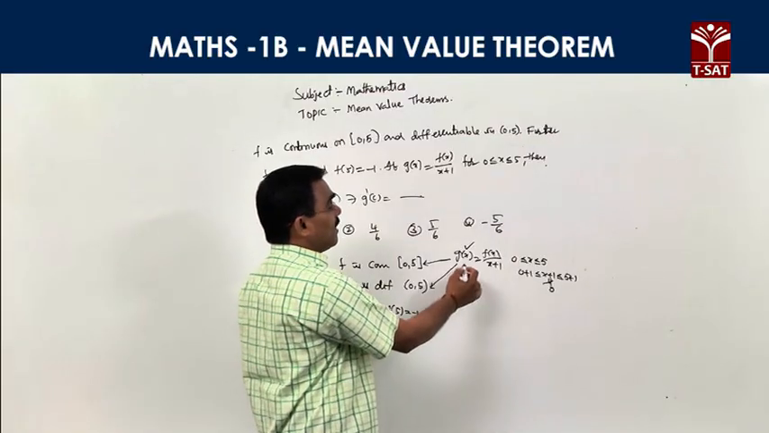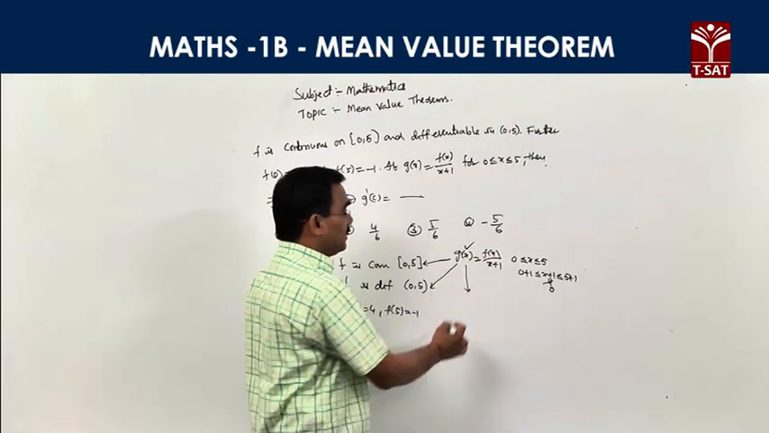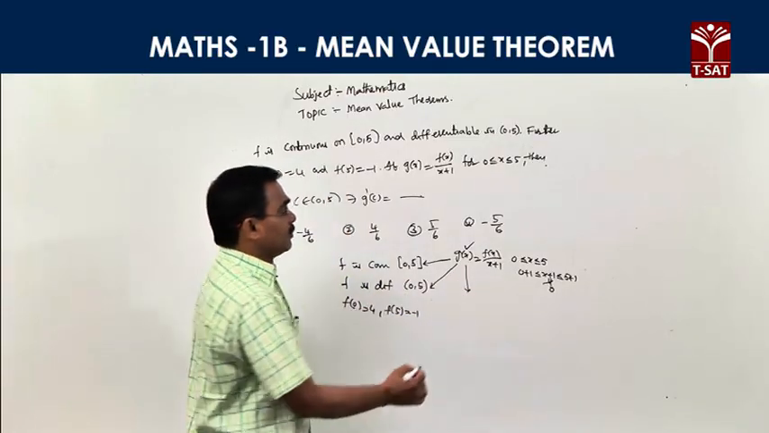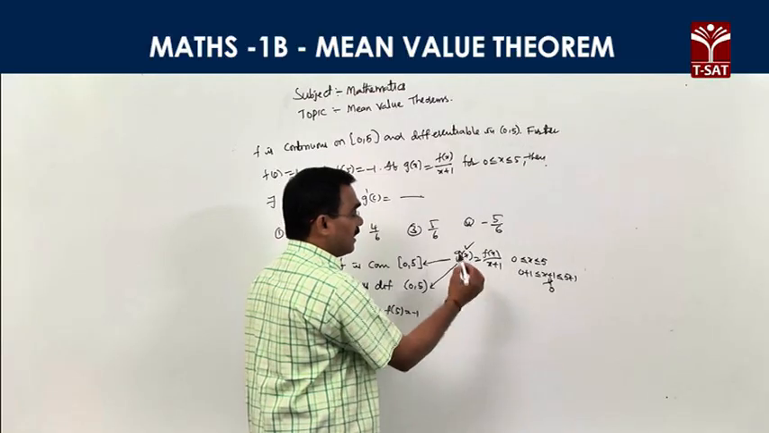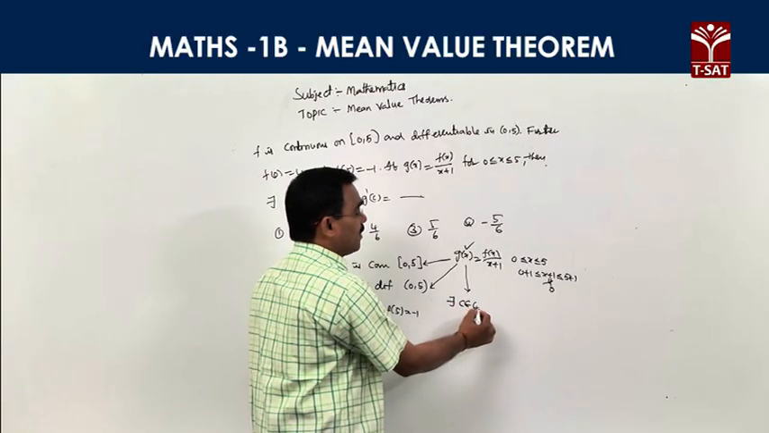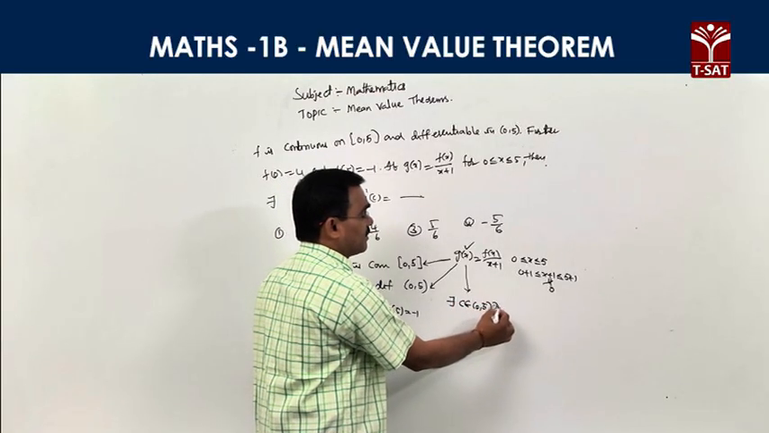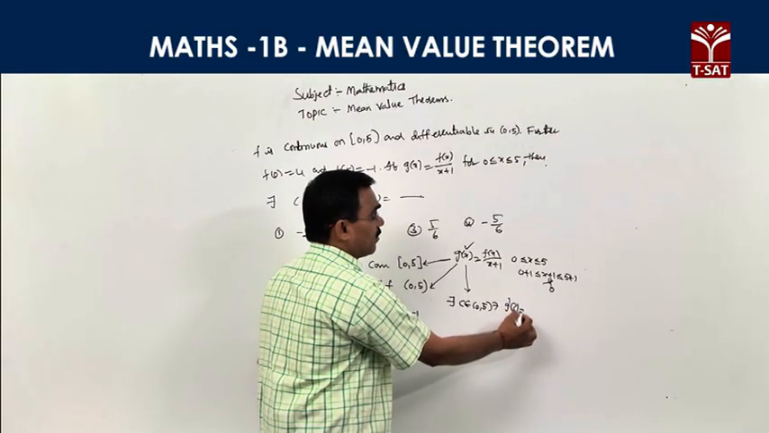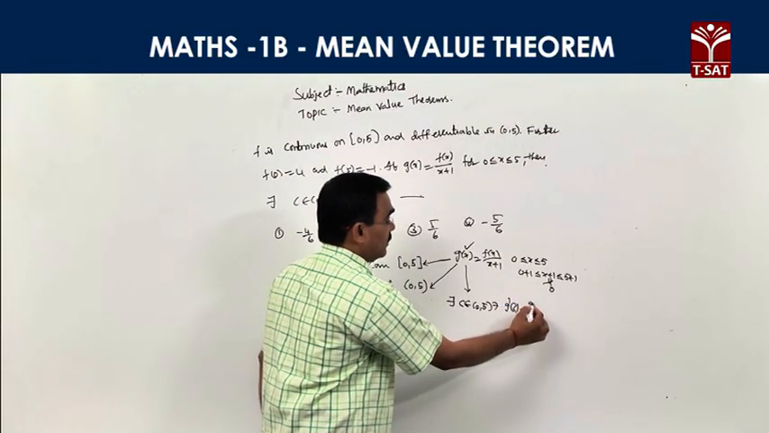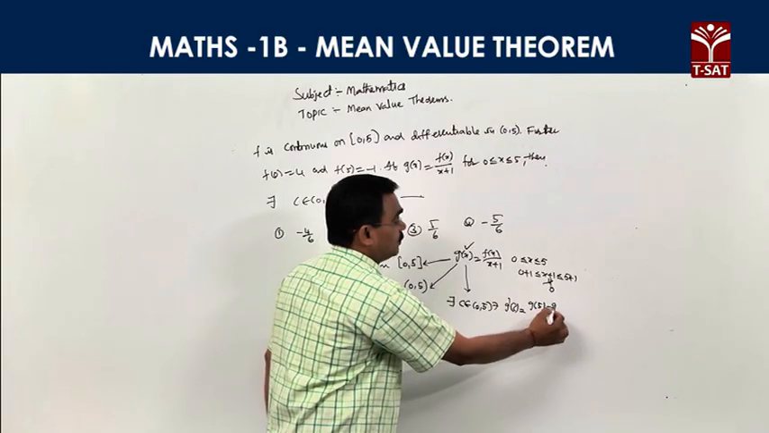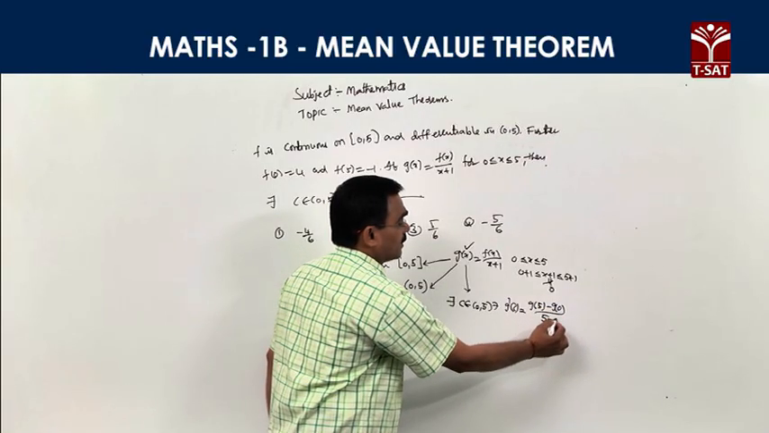Apply Lagrange's mean value theorem to the function g in the closed interval 0 comma 5. According to Lagrange's mean value theorem, there exists a point c belonging to open 0 comma 5 so that g dash c is equal to g of 5 minus g of 0 by 5 minus 0.